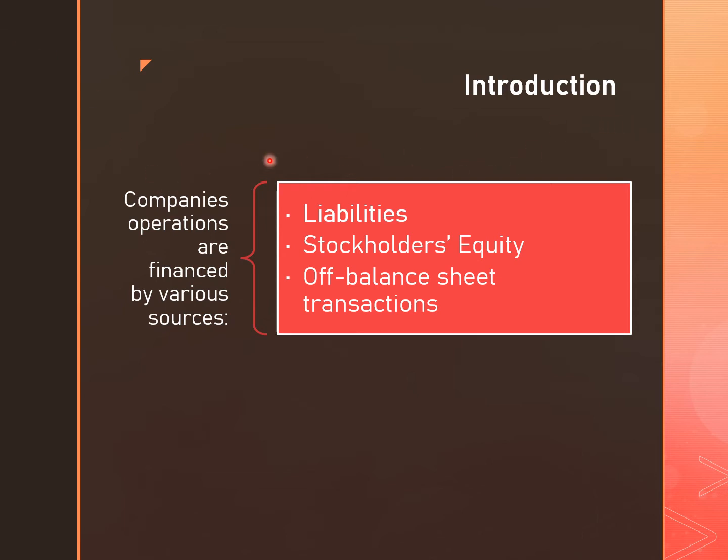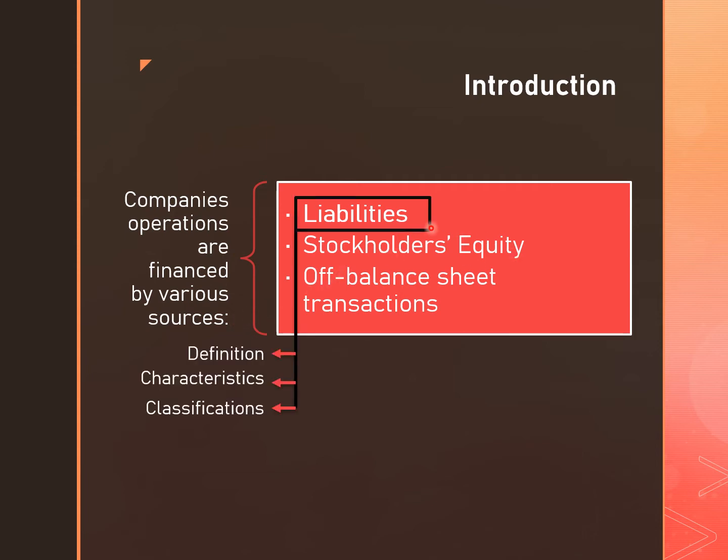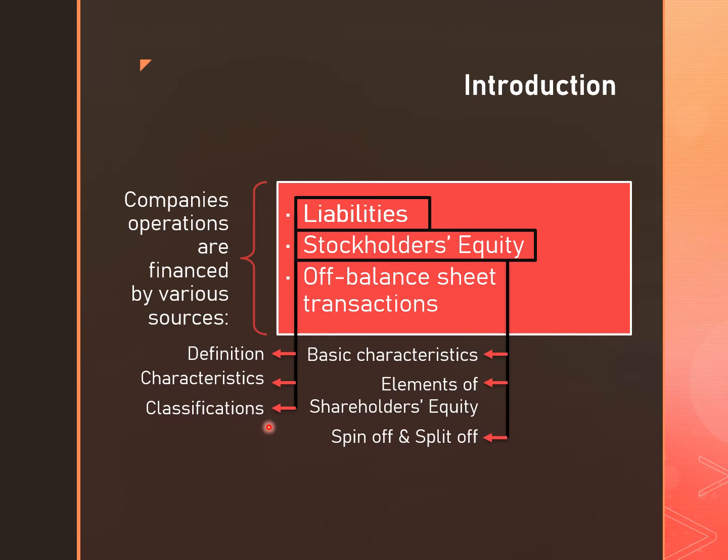If you can see from here, the company's operations are financed by various sources. So first one, it can be liabilities. So kita akan tengok the definition, characteristic and also classification of these liabilities. And stockholders' equity, which is kita akan tengok the basic characteristic, the elements and also spin-off and split-off. So kita tak akan cover this off balance sheet transactions.